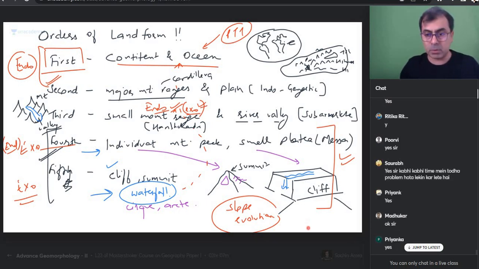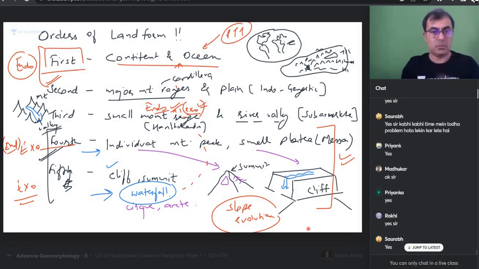एक और चीज आज के लिए अपलोड कर रहा हूं. This material will be uploaded in the profile section of the course also for today's class.